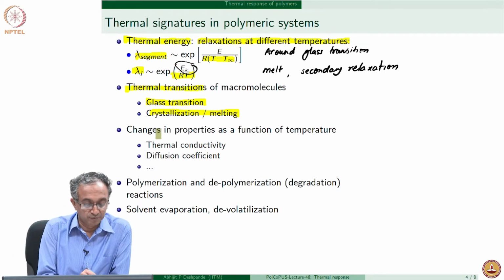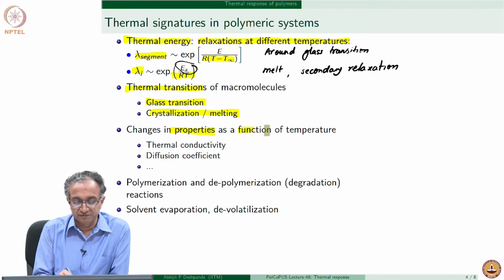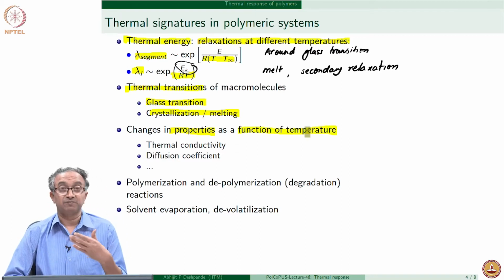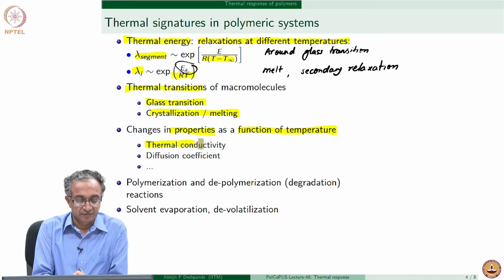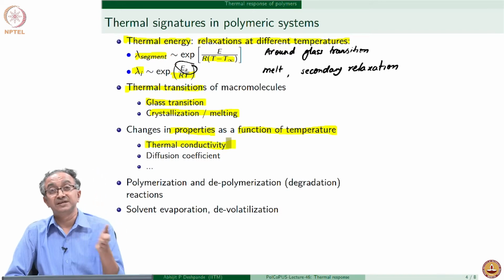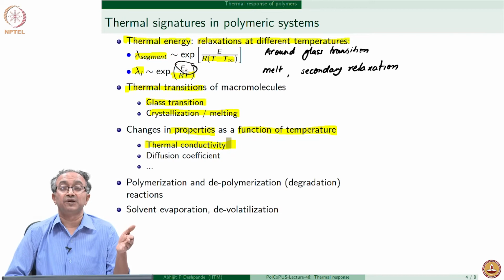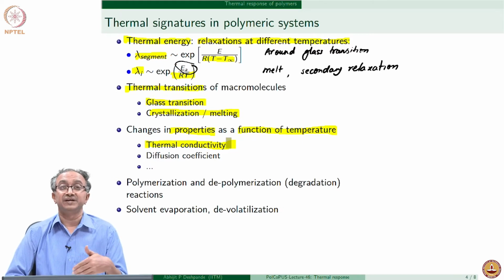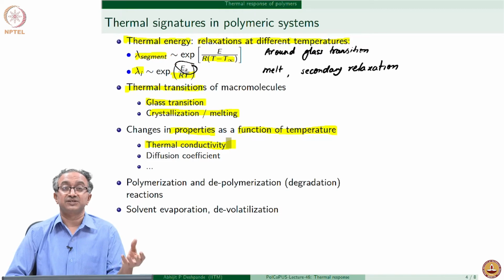Of course, most of the properties also change as a function of temperature, and that is something important to know in case of polymers. For example, we will see that whether thermal conductivity increases or decreases for a polymeric material depends on what type of polymeric material we are dealing with. So, therefore, changes in properties as a function of temperature is also an indication of microstructure and how the material is behaving with respect to its structure and its property.